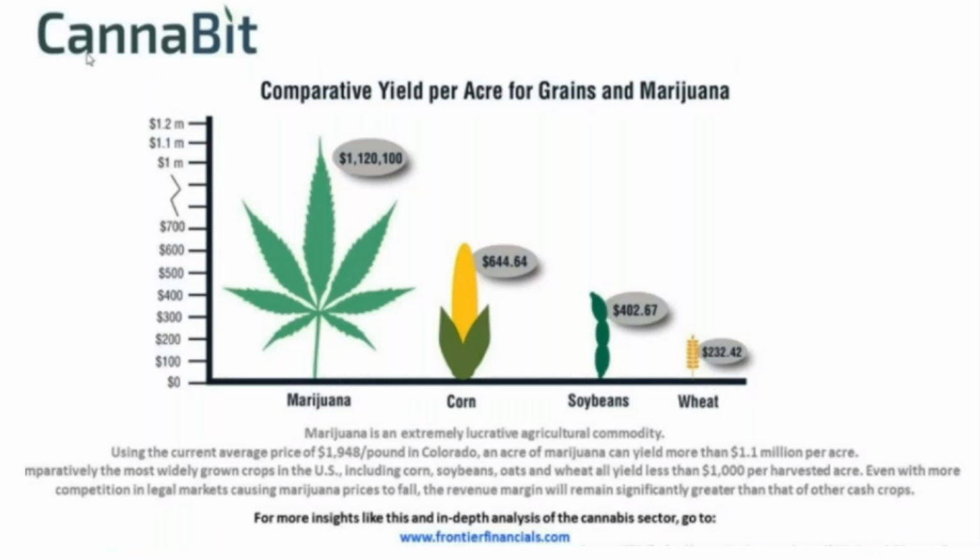Now, I told you to remember those 34 acres in Colorado. Nathan, this is really cool. Wheat would yield $232 per acre. Cannabis yields 1.1 million per acre. Now we're talking, right? This is where I want you guys to get excited. Wow. Yeah, this is the real deal.